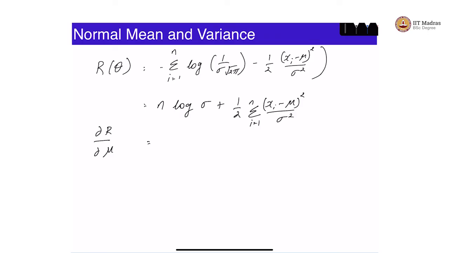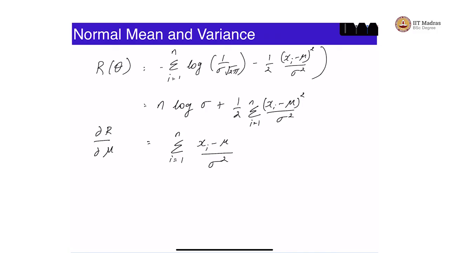If you do that, the first term becomes 0 because there's no dependence on mu. So the second term would be the sum over i equal to 1 to n of (xi minus mu) by sigma squared. The half and 2 cancel out each other. Sigma squared stays here. (xi minus mu) the whole squared becomes 2 into (xi minus mu). So the 2 and the half cancel out. Right? So we have (xi minus mu) by sigma squared.